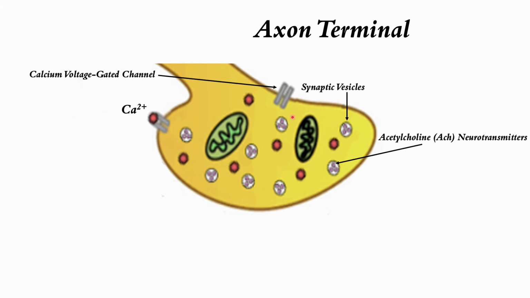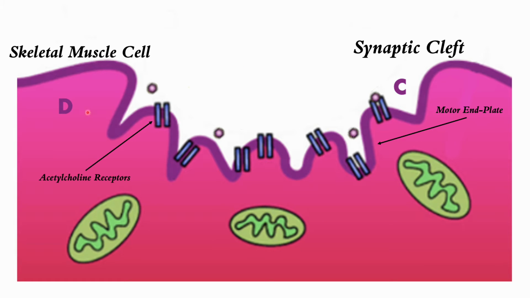The gray stripes shown on the membrane of the axon terminal are calcium voltage-gated channels. These channels allow calcium into and out of the motor neuron. Here, the skeletal muscle cell is labeled as D. The purple portion of the muscle cell is the sarcolemma. This part of the muscle cell is what interacts with the motor neuron, and it is also known as the motor end plate. This part of the muscle cell is folded in order to create more surface area.